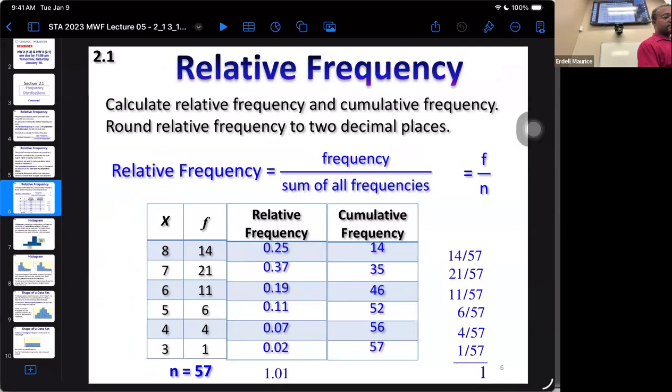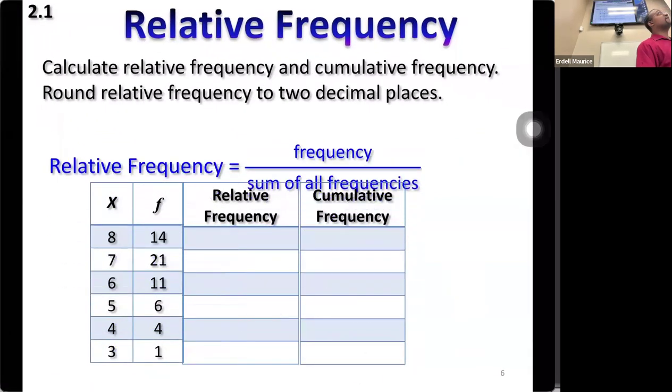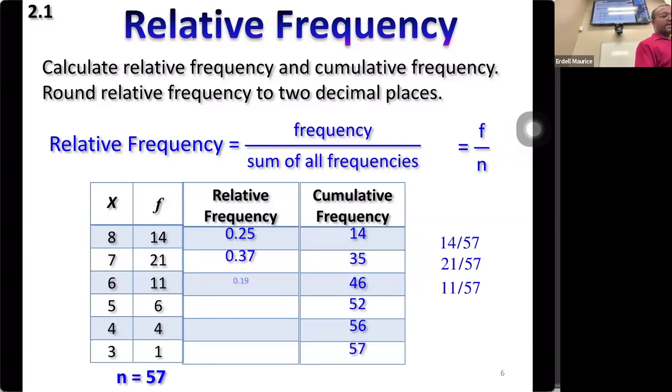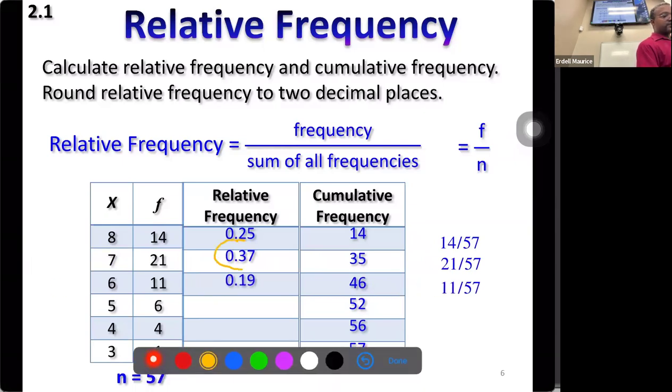Again, the way you read this right here, this is saying 37% of students scored 7 on the test. And this is saying 21 students got 7. This is saying 37% of the students got 7 on the test. It's the same thing, right? One is just a percentage. Questions there?